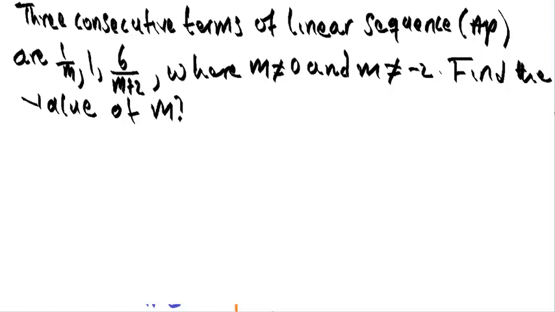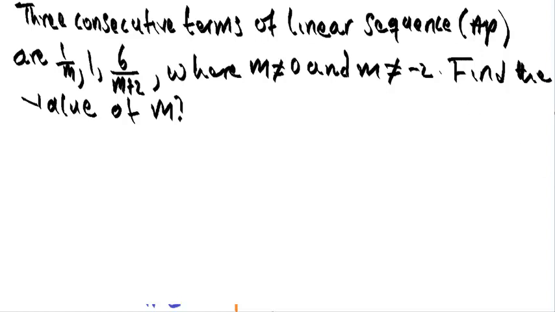And today, as I said, we are going to take a past question on the linear sequence, and you can see the past question already on the screen. We have three consecutive terms of a linear sequence, also called AP, which means arithmetic progression, are 1 on m, then 1, 6 on m plus 2, where m is not equal to 0 and m is not equal to -2. And then we have find the value of m.